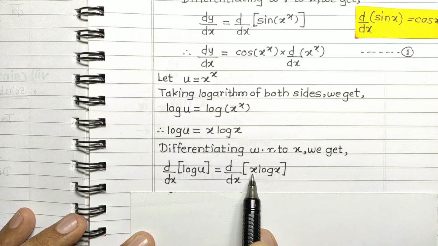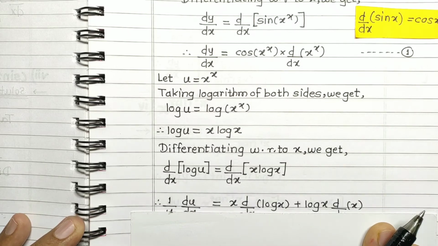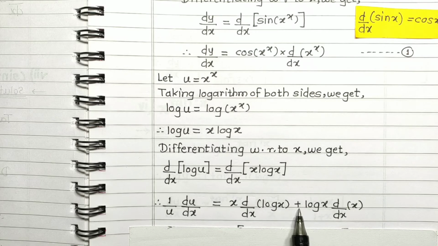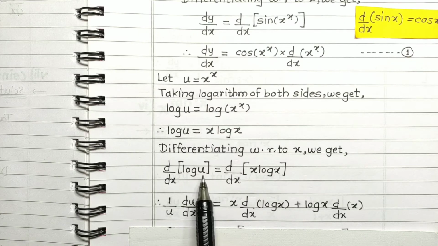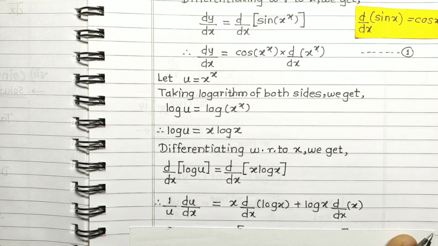So let's treat this x function as the first function and log x function as the second function, and you write down the derivative. See, first function as it is into derivative of second function, which is log x, plus second function log x as it is into derivative of first function, which is x. And on the LHS, the derivative of log u here, see, it is log of something, so its derivative is 1 upon something into derivative of something, which is du by dx. Okay, so observe this step carefully.